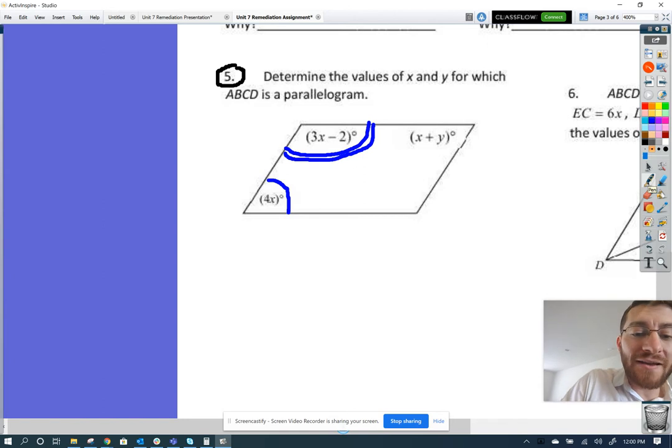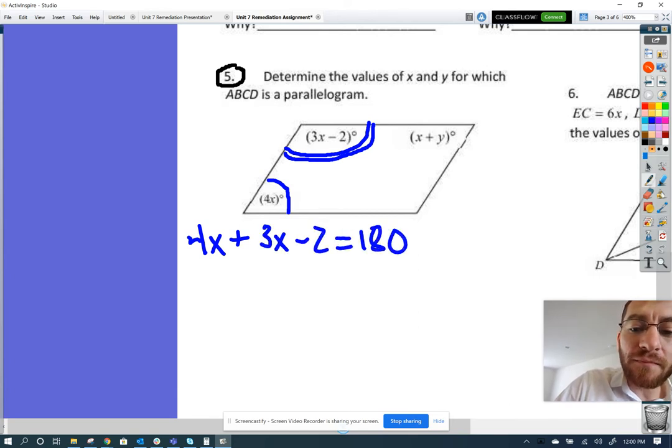We're going to write that 4x plus our obtuse angle, which is 3x minus 2, equals 180. Now, it would be a misconception to write that 4x equals 3x minus 2, okay? Just visually, these angles are not equal. They don't look like they're the same size, so don't set them equal to each other.